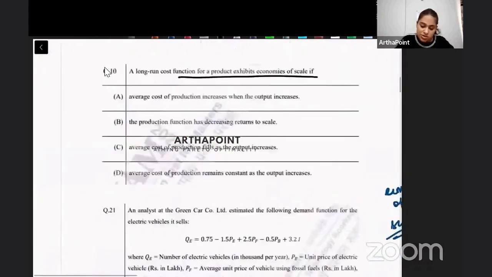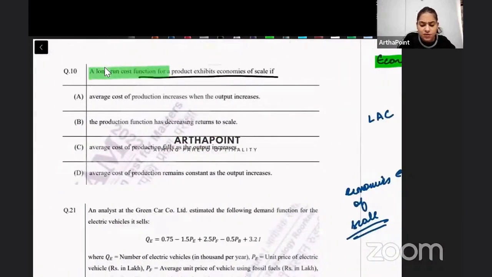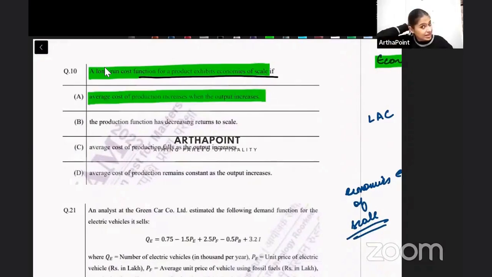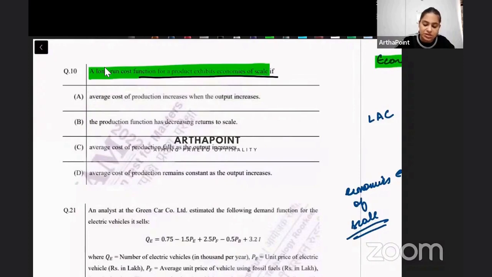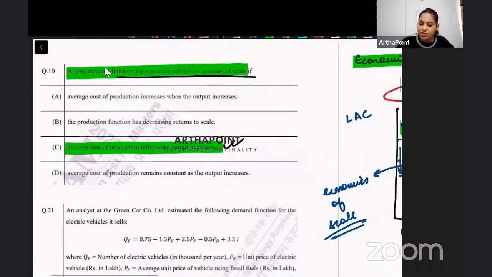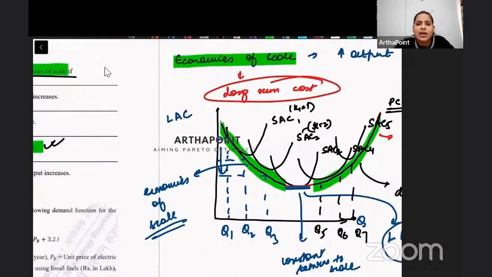So let's go back to this concept. The question says a long run cost function for a product exhibits economies of scale, which means: is average cost of production increasing when output increases? No, we want it to decrease as output increases. Is the production function decreasing returns to scale? No, it should be increasing returns to scale. So average cost of production falls as output increases. Yes, this is the correct answer. I should be in this phase. This is where I should be, right?